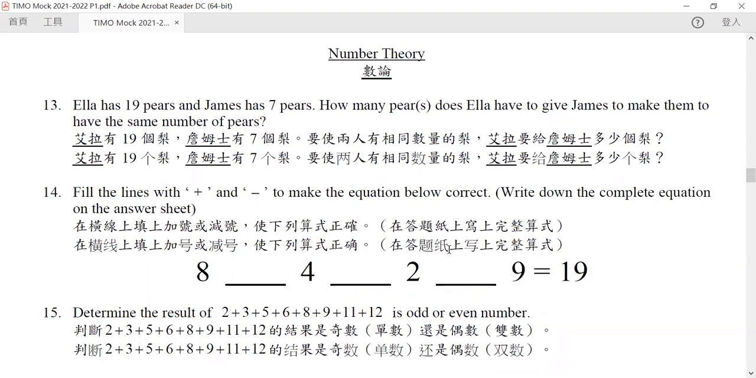So now let's go to question number 13. Ella has 19 pears and James has 7. How many pears does Ella have to give James to make them have the same number of pears? Let us look into this. This type of question is called the exchange.